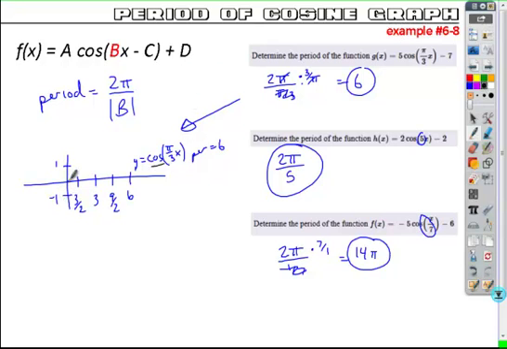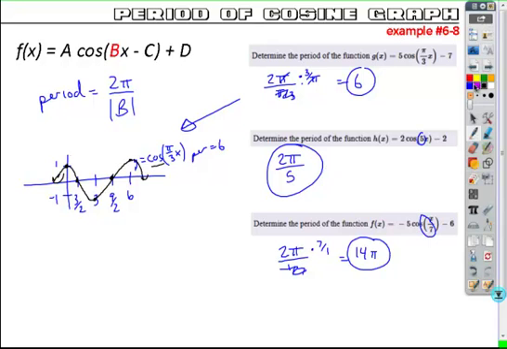So my first critical point on a cosine is a what? Max, min, or midline? Max. So here's max, then the next one's midline, then minimum, then midline, then maximum. So that would be my sketch of that graph.